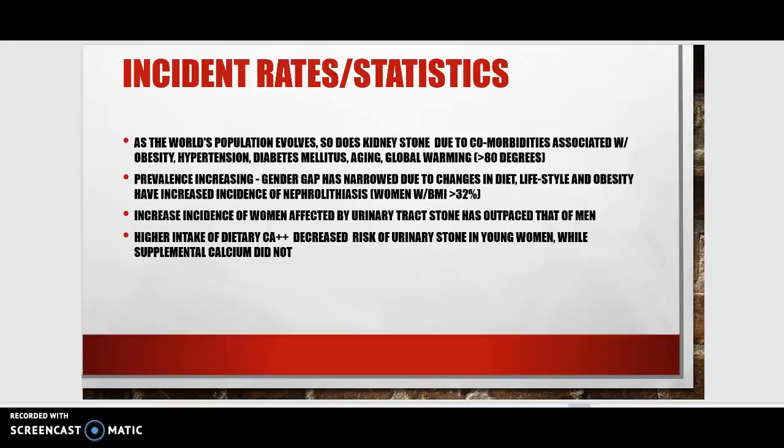Prevalence increasing among women. The gender gap has narrowed due to changes in diet, lifestyle, and obesity. They have increased in women. Women who have a BMI greater than 32% body fat have a higher occurrence of urinary tract stones. So they outpace men in that kind of stone. But men still have a higher occurrence of kidney stones than women. Also, a higher intake of dietary calcium decreases the risk of urinary stones in young women, while supplemental calcium did not.